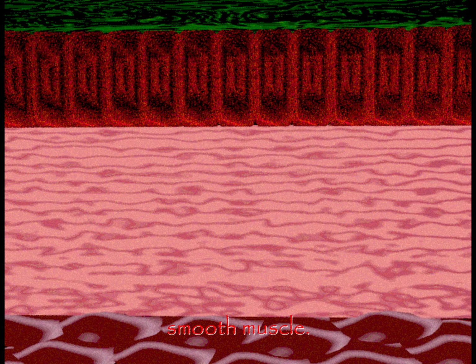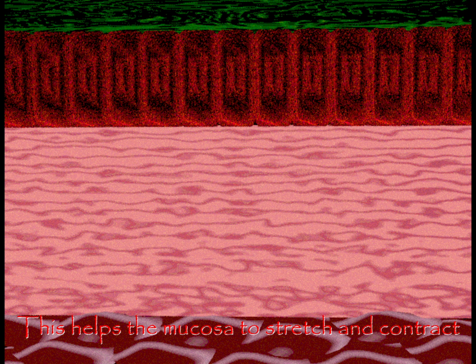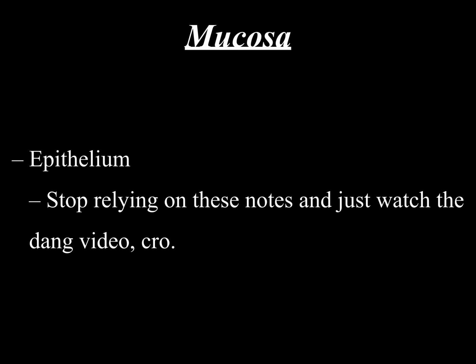The muscularis mucosae, which is the last layer, the deepest layer of the mucosa, is a layer of smooth muscle. This helps the mucosa to stretch and contract along various organs, along with cleansing functions by keeping cilia in motion. And finally, there are blood clotting cascades.